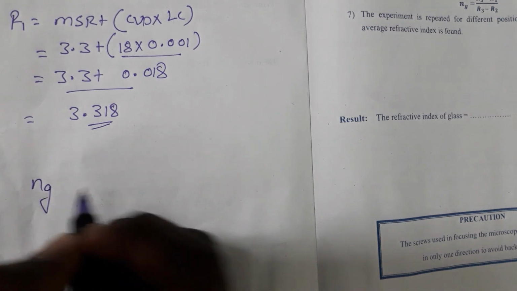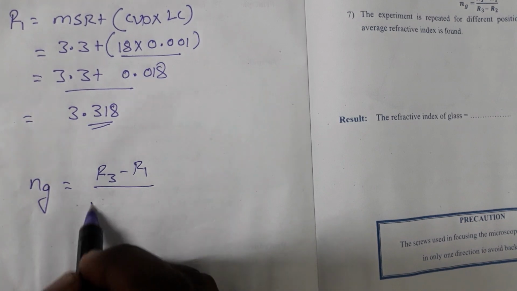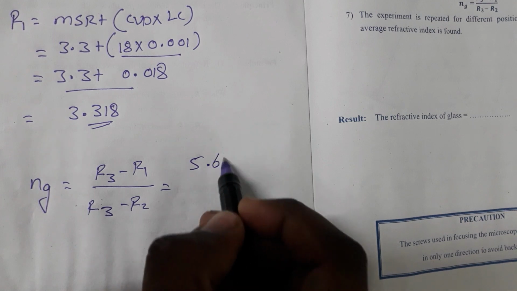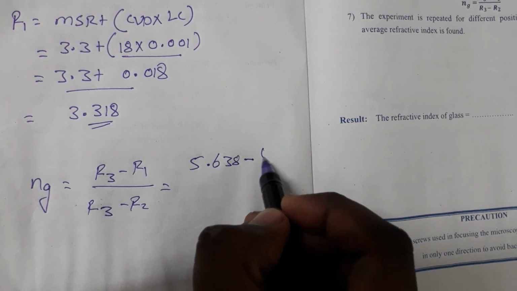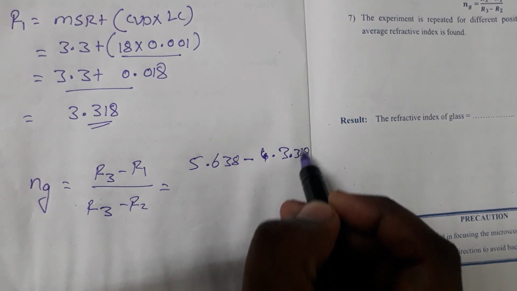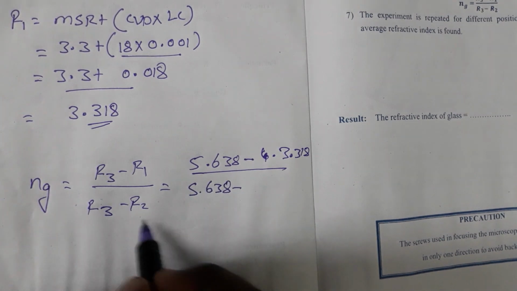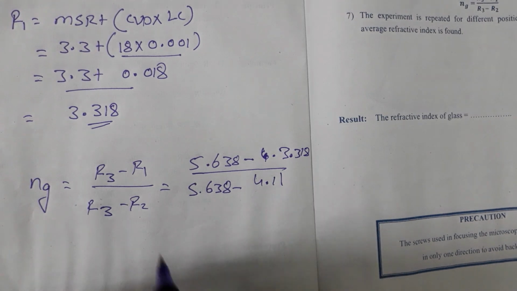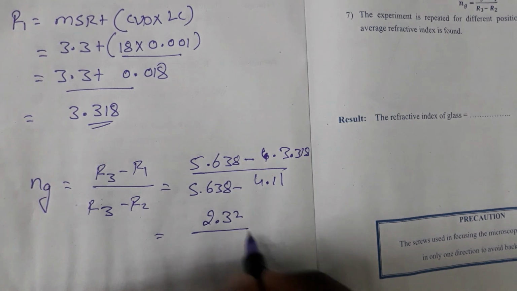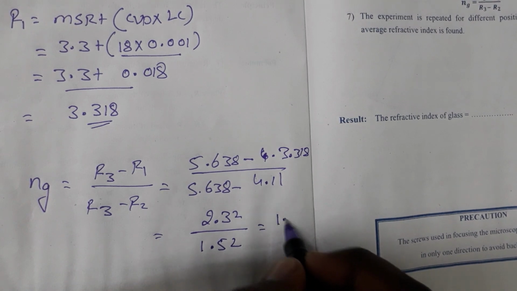So, refractive index of glass is equal to R3 minus R1 divided by R3 minus R2. What is R3? 5.638 minus 3.318 divided by R3 5.638 minus what is R2? 4.11. So subtract these two. So 2.32 divided by 1.52. You calculate, I get 1.52.